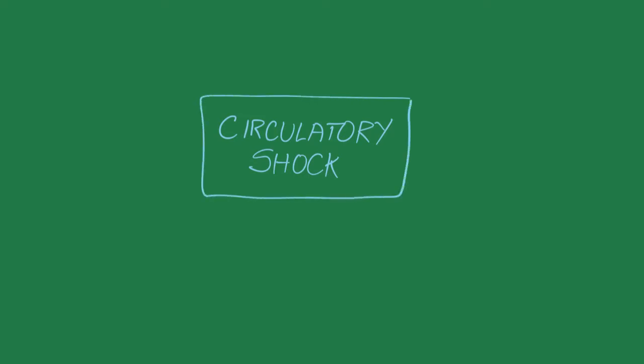When there is insufficient blood reaching the vital organs, it can lead to death. This type of condition is called circulatory shock. There are several kinds of circulatory shock, and we're going to look at three of them.